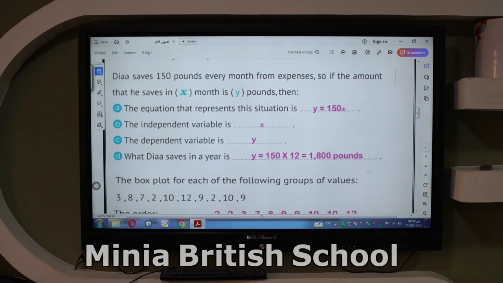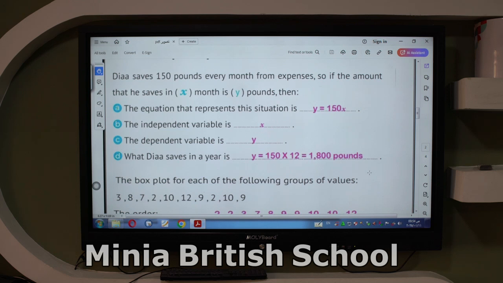So if the amount that he saves in X months is Y, here the total amount is Y. The equation that represents the situation is, remember, the total Y. Then I will say Y equals, he saves 150 each month, then 150 X. X is the number of months. Then the independent, which object will change and make a change to the second one?